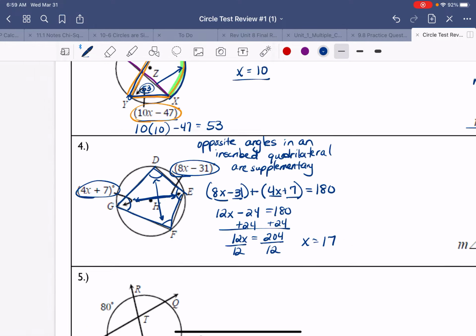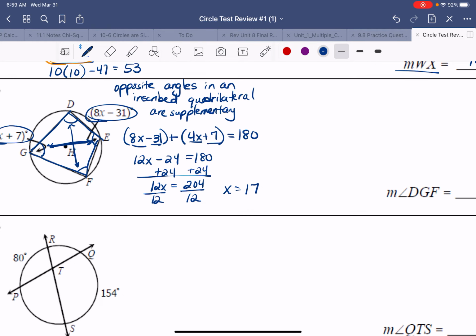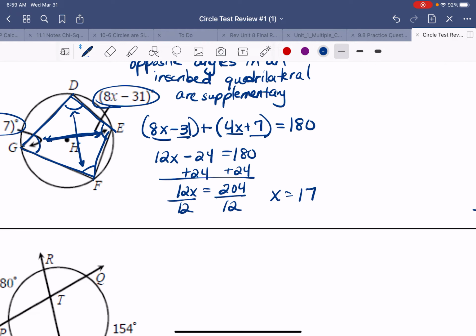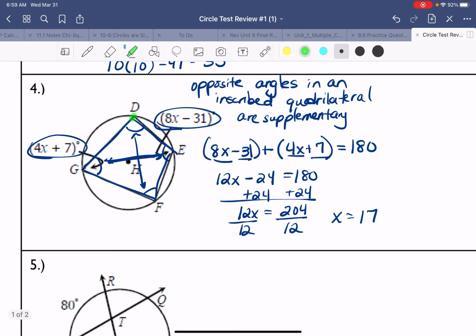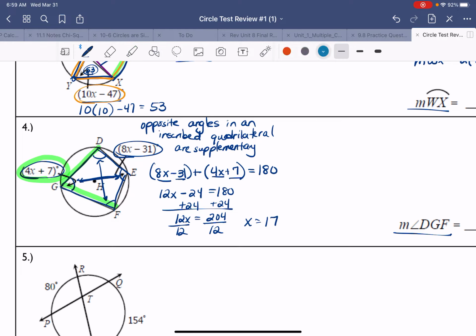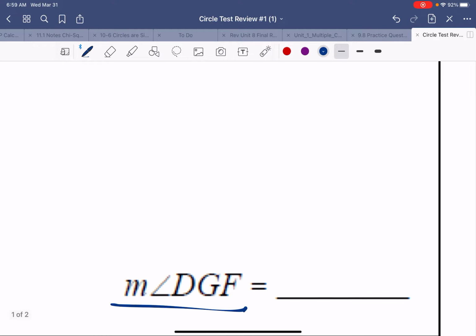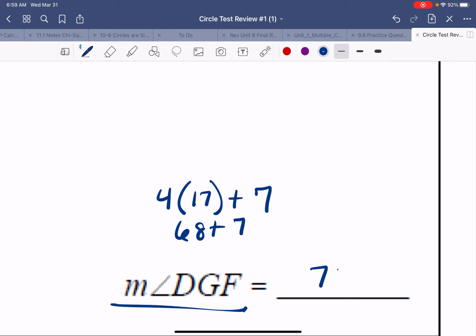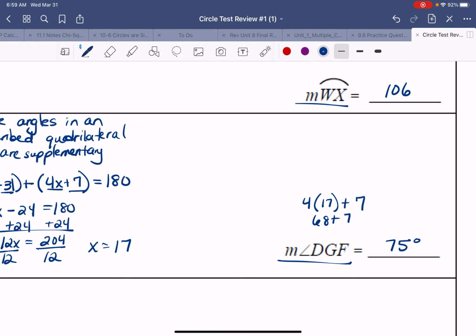And then x is equal to 17. Is that what they were asking for? No, they were not asking for x. They were asking for the angle DGF. So DGF, which one is that? That's from D to G to F? They're talking about this one right there. So we'll just go ahead and plug x into that expression. So it was 4x plus 7. So DGF is equal to 4 times x, which was 17, plus 7. So 4 times 17 is equal to 68 plus 7, which ultimately equals 75 degrees. All right.